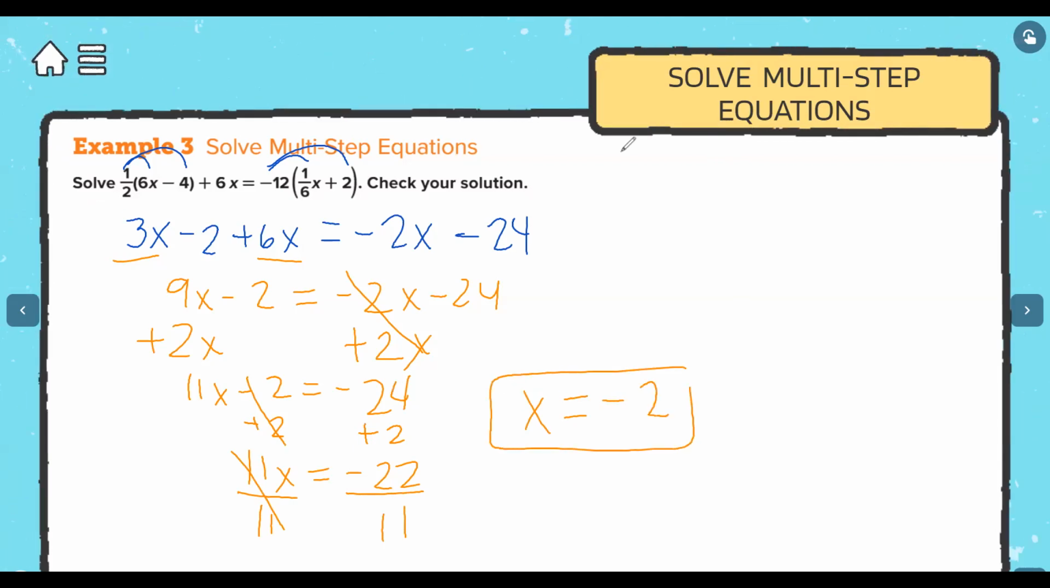Okay? If you see, it's not that hard. You just have to remember that everything that you do in the one side of the equal sign, you have to do it in the other one. And it will be the opposite of what's doing right there.